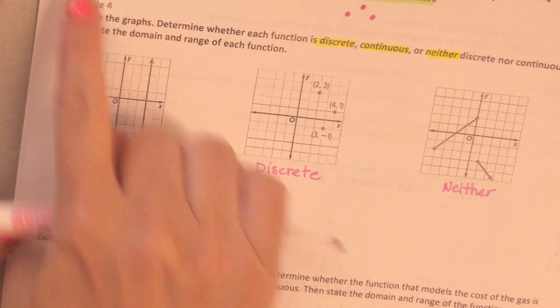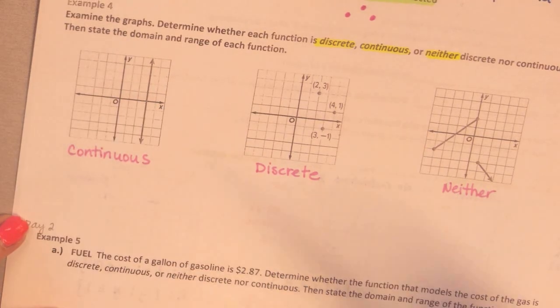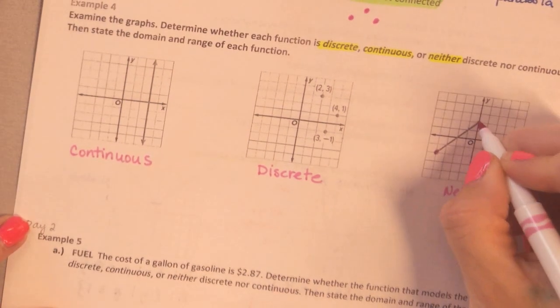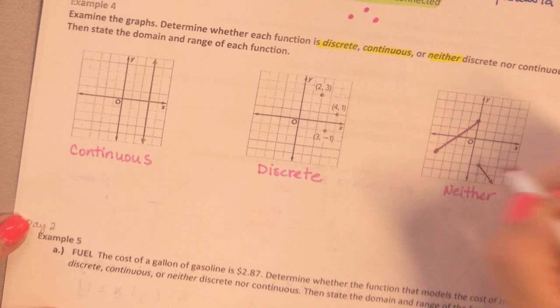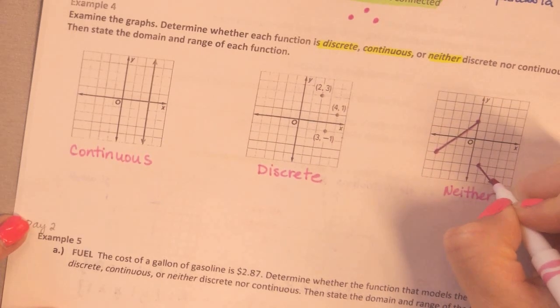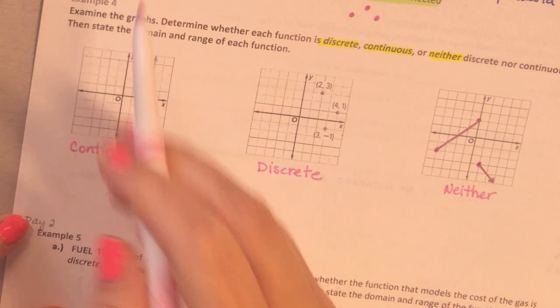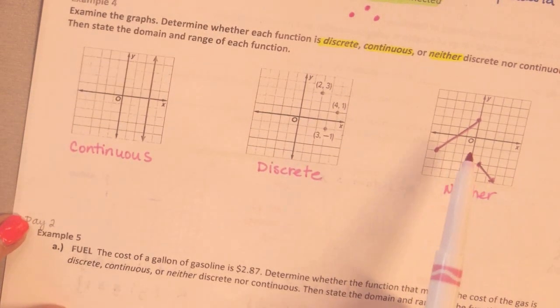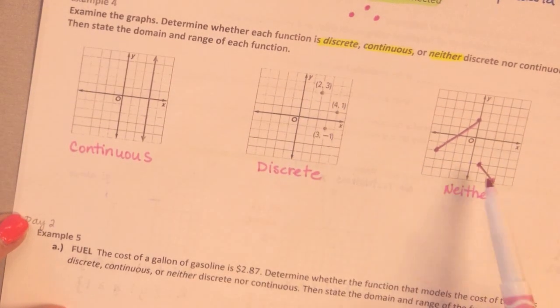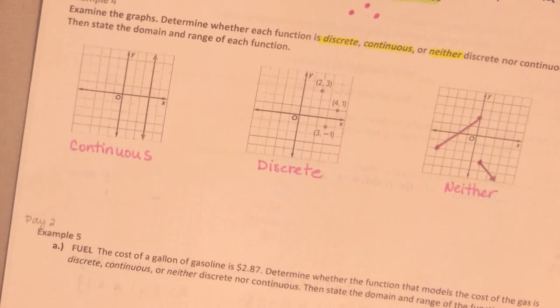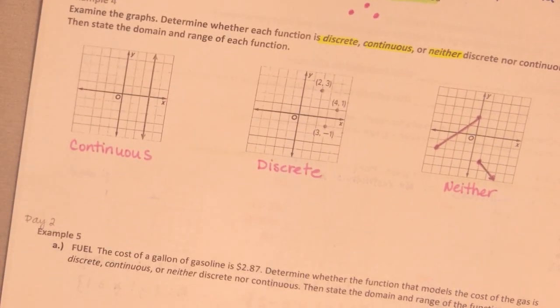The discrete will never have a connection. Okay, we can see we have points here, but they are connected, but there is a break in them. So it's not continuous because of this break, but it's also not discrete because you do have some connections. Okay? Alright, now we're going to do the domain and the range.